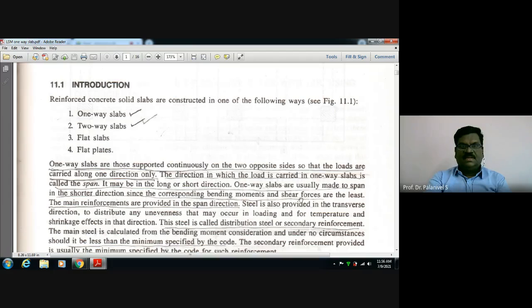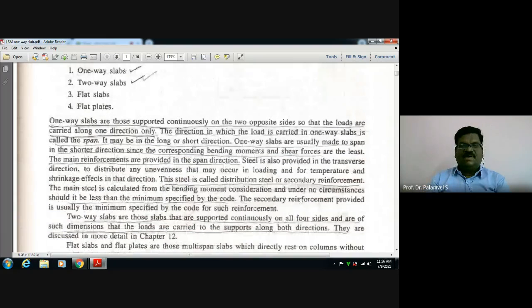First, I will read out the sentences available in the book, and later I will explain in my own words. One-way slabs are those supported continuously on two opposite sides, so that the loads are carried along one direction only. Although they may be supported on all four sides, they are mainly supported along two opposite sides.